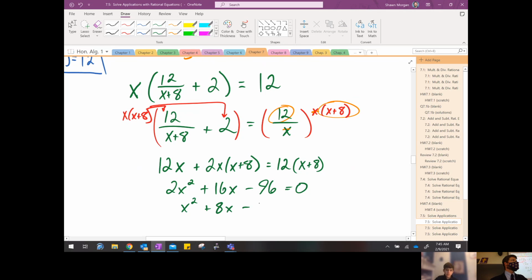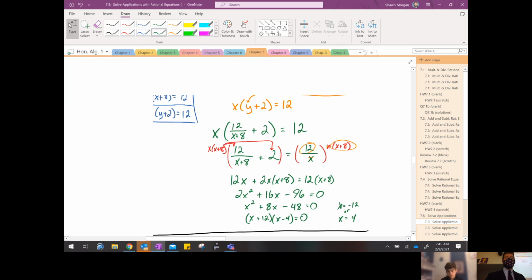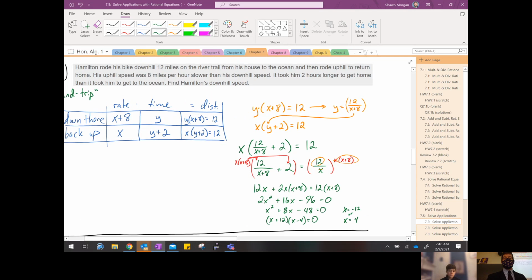What's 96 divided by 2? 48? And can you guys tell me 2 factors of 48 that add up to 8? 12. Negative 4. All right. And that means that my 2 answers will be negative 12 or positive 4. And we go back in the context of the problem now, and we see, is anything extraneous?